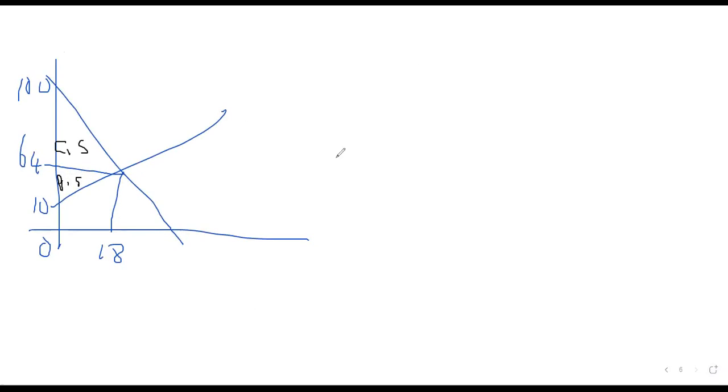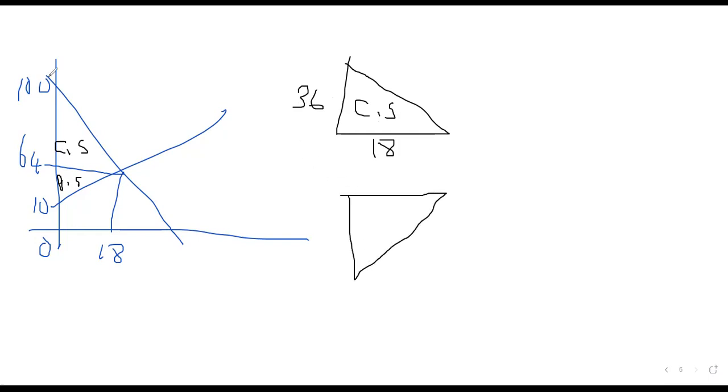So if we extract them, the consumer surplus has a base from 18 to 0, which is 18. Let's calculate this distance from here to here. Then from 100 to 64, we get 36. How do we get the 36? 100 minus 64. Similarly, on the producer surplus, the difference here, 64 to 10, is 54. The base is still shared, which is 18.